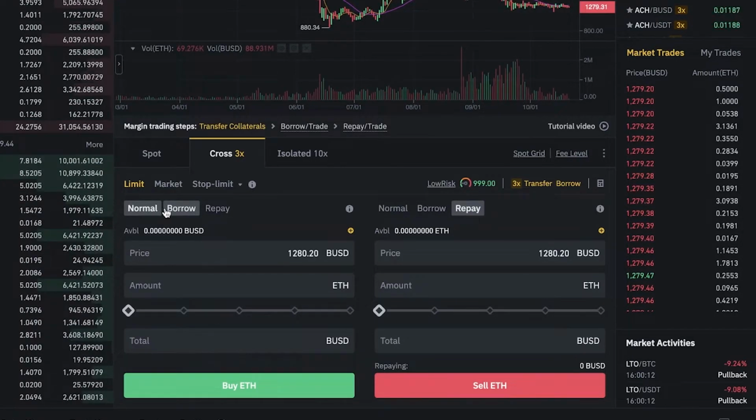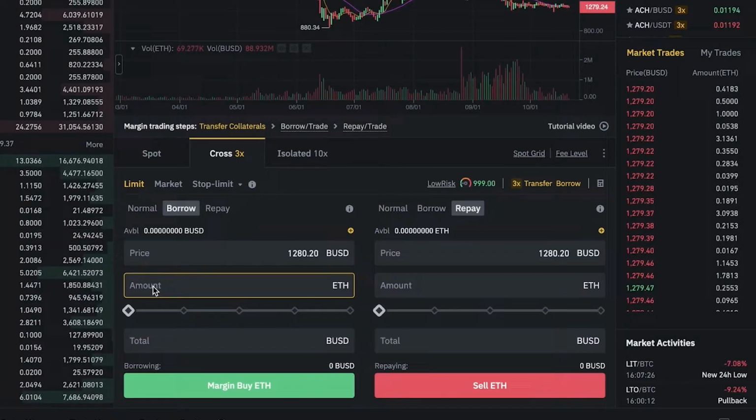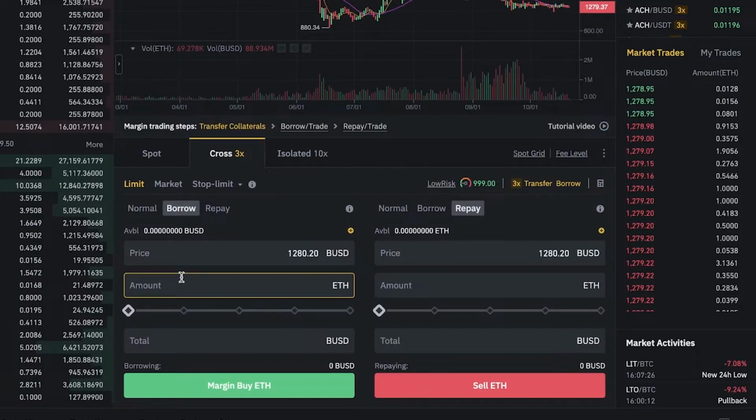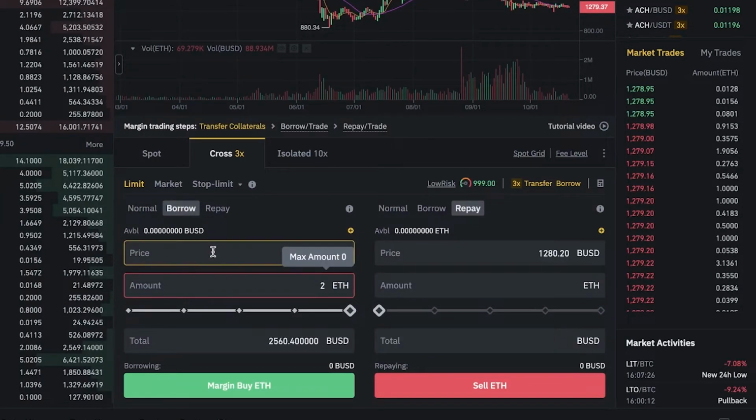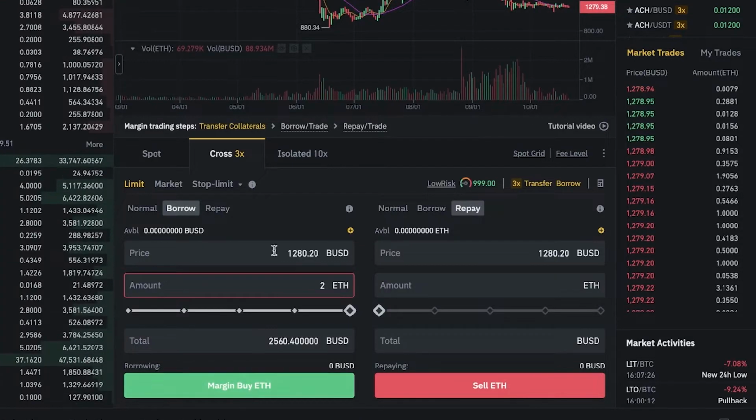It's spot trading. But when you click on borrow, you can borrow a certain amount of Ethereum and buy it. Like, you're not actually holding the cryptocurrency, you're not buying it, but you're trading with it. So when you choose to buy, you're betting on the price to go up. When you're choosing to sell, you're betting on the price to go down. So you're going to enter whatever amount of Ethereum that you want, and you will see the total, and you can margin buy Ethereum.